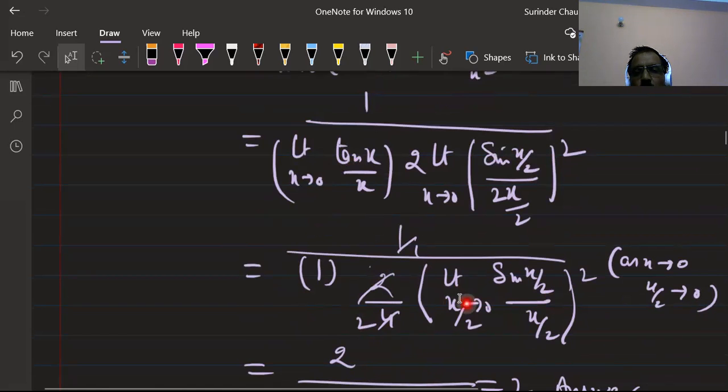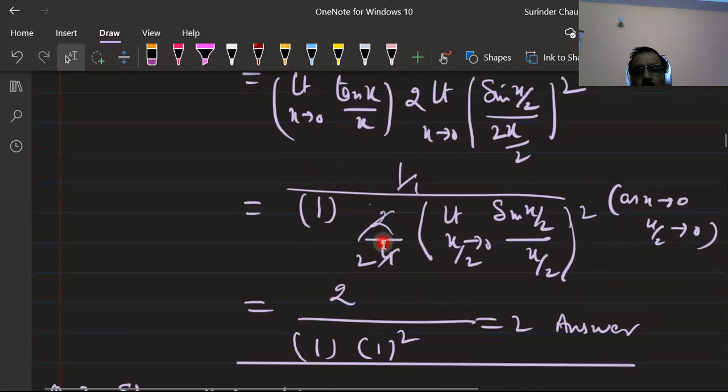The limit of this will be equal to the limit as x approaches 0 of sin x by 2 upon 2 sin x by 2. 2 was taken common, so as x approaches 0, x by 2 also approaches 0. So the limit as x by 2 approaches 0 of sin of x by 2 upon x by 2 will become 1 whole square, and this 1 by 2 will go to the numerator. 2 upon 1 into 1 is equal to 2.